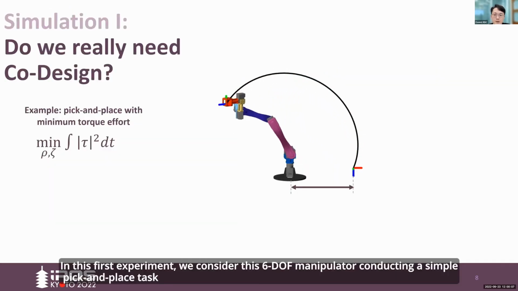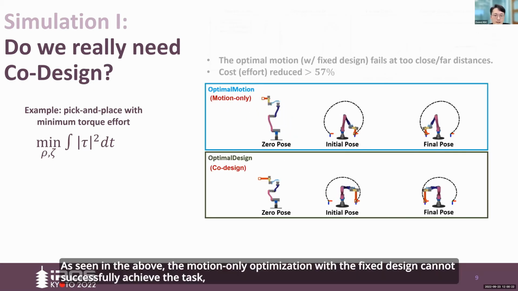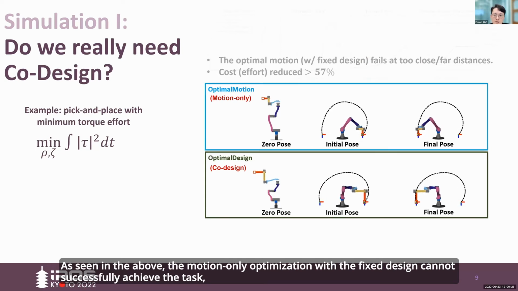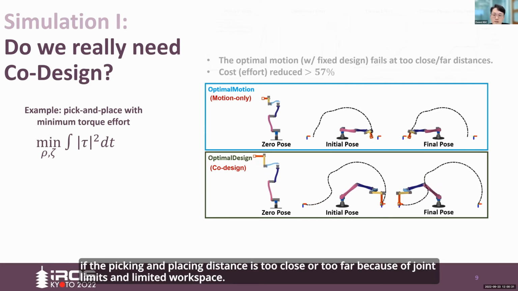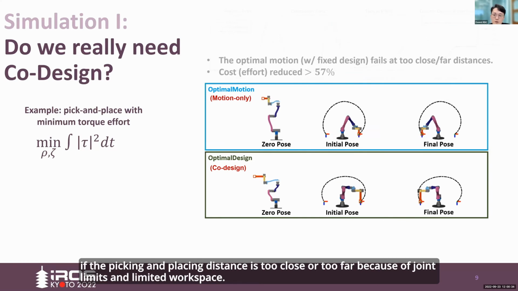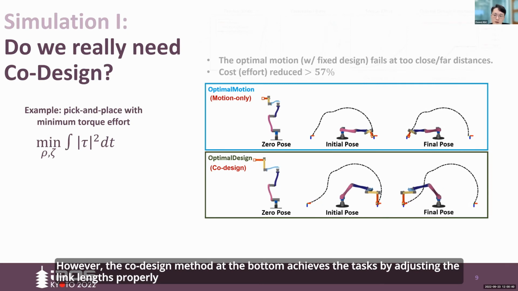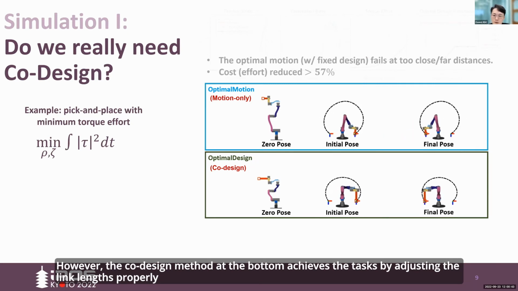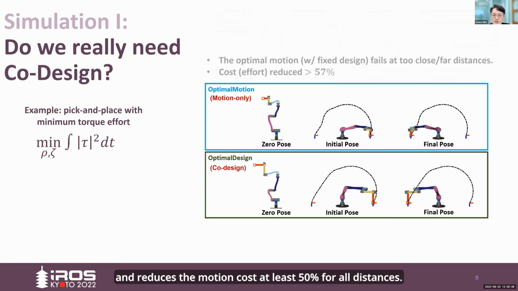In this first experiment, we consider this 6DOF manipulator conducting a simple pick-and-place task to verify the effectiveness of our co-design method compared to the traditional motion optimization. As seen in the above, the motion-only optimization with a fixed design cannot successfully achieve the task if the picking and placing distance is too close or too far because of the joint limits and the limited workspace. However, the co-design method at the bottom achieves the task by adjusting the link lengths properly and reduces the motion cost at least 50% for all distances.